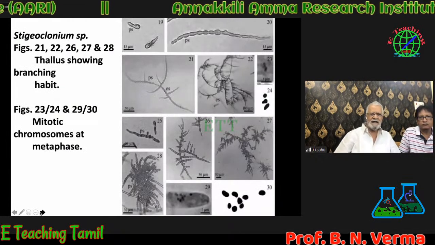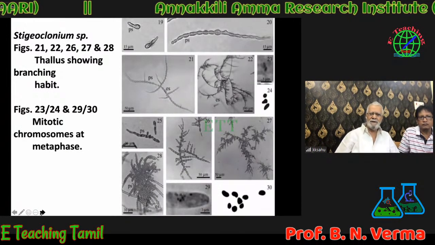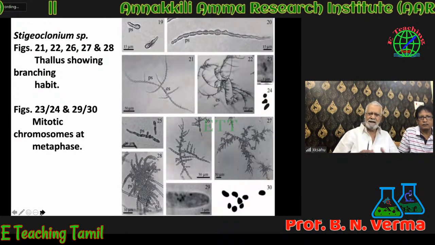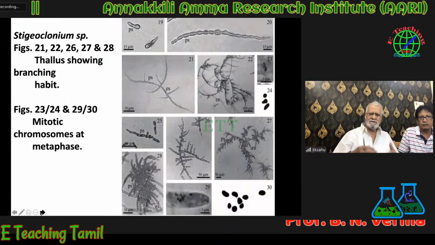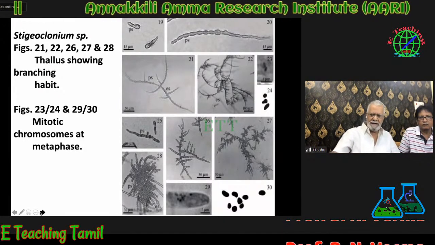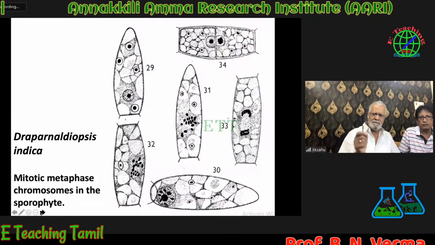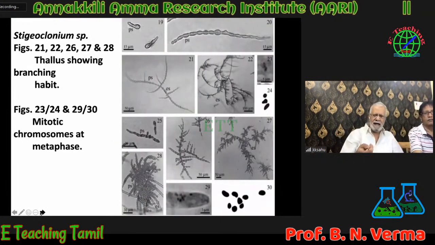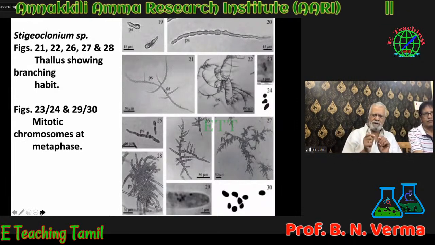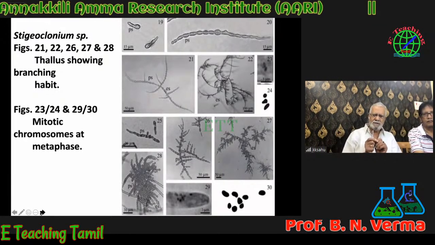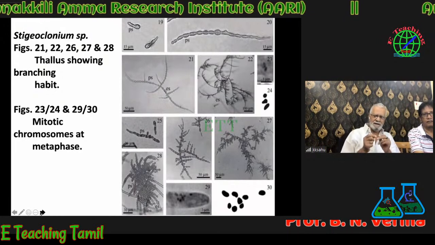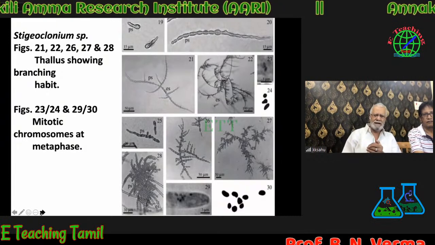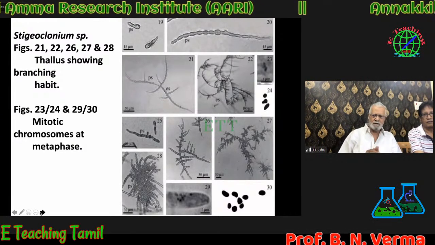Here, see, this is Stigeoclonium, another member of the Chaetophorales. It is also well characterized by a highly branched thallus. But the chromosomes here are again very small, and even the centromere is not detectable. You can't even assume where the centromere is, it is so short.